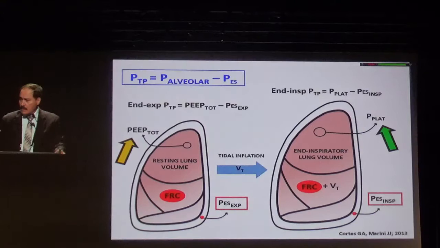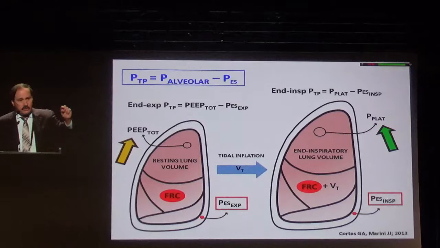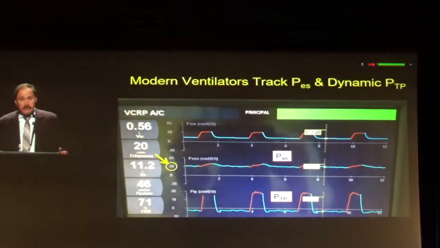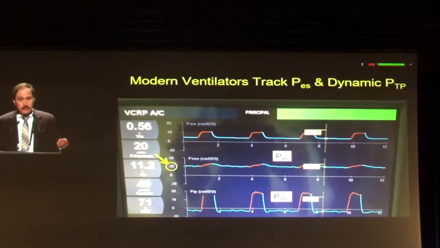Now, transpulmonary pressure is the alveolar pressure minus the esophageal pressure, and at end expiration, we can measure that as Dan Talmor did, to try to find a slightly positive value in order for us to assure an open lung at the level of measurement. At the end of inspiration, we want to limit the transpulmonary pressure, and for that, we also need some estimate of intrapleural pressure at end inspiration. Modern ventilators now think it's important enough to record esophageal pressure and compute the transpulmonary pressure. So it is something that clinicians will have to be familiar with in terms of what they're looking at.